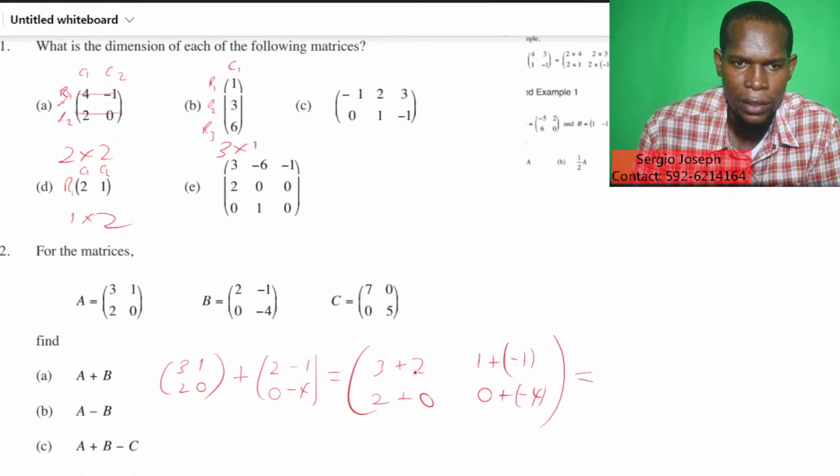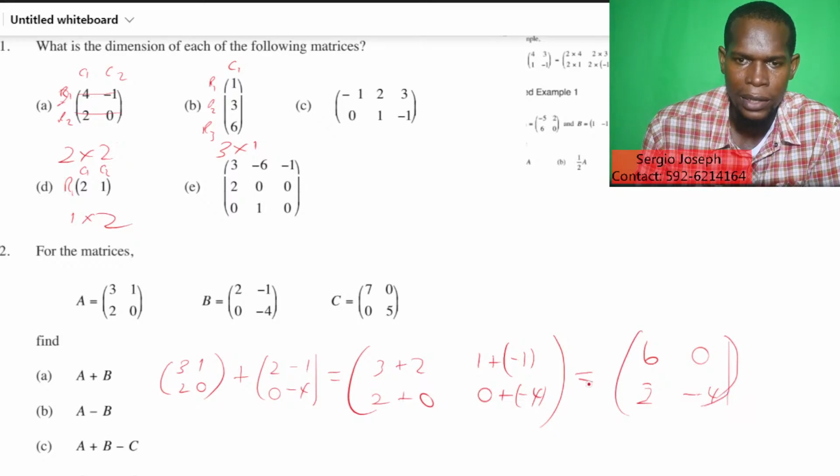Simplifying, what do we get? 3 plus 2 is 5. Positive 1 plus negative 1 is the same as 1 minus 1, which gives us 0. We have 2 plus 0 is 2. We have positive and a negative, the same as negative, so 0 minus 4 gives us minus 4. And that's our solution. That's all we have.